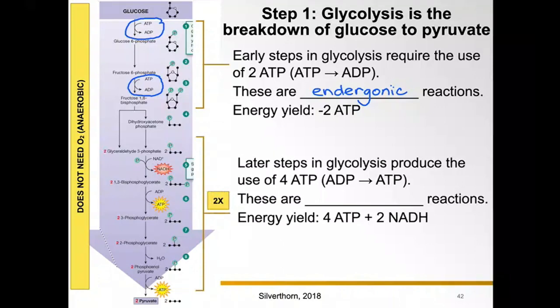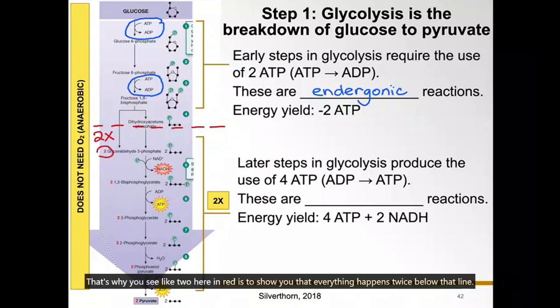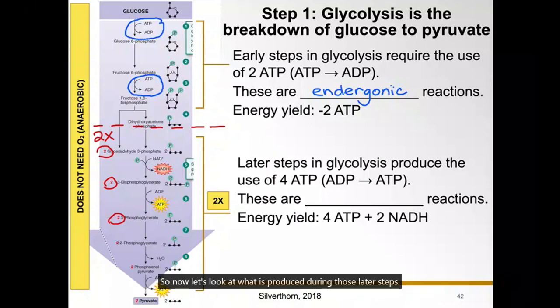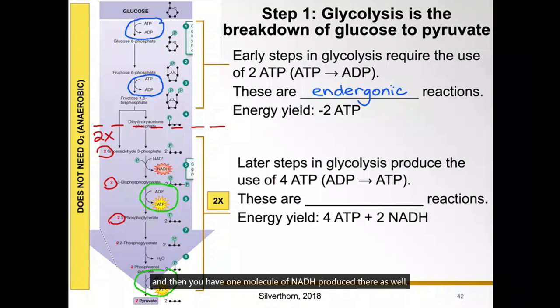The first thing that's important to notice here is that anything below that red line will happen twice for 1 molecule of glucose. That's why you see the 2 here in red, to show you that everything happens twice below that line. So now let's look at what is produced during those later steps. You have 1 molecule of ATP produced here, another molecule of ATP produced at the bottom here, and then 1 molecule of NADH produced there as well.